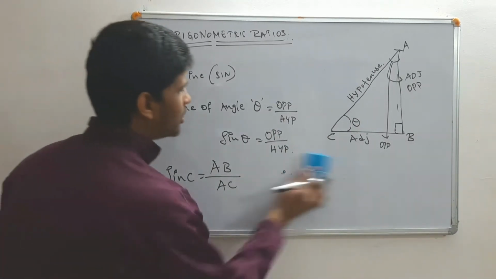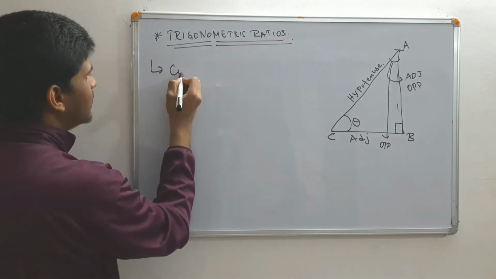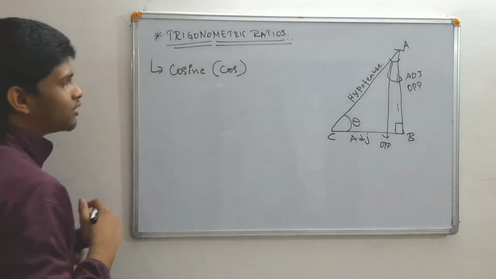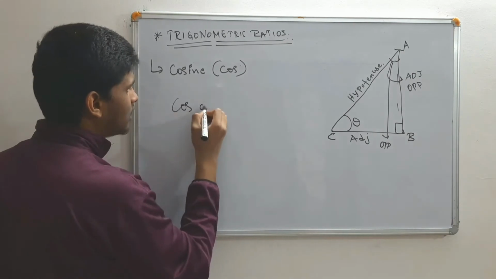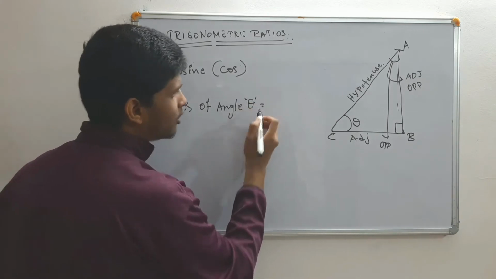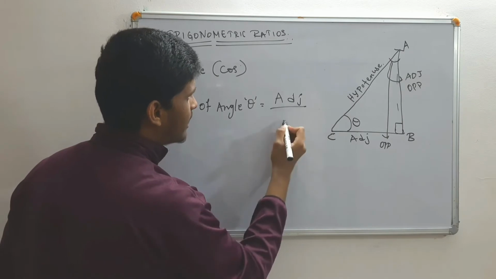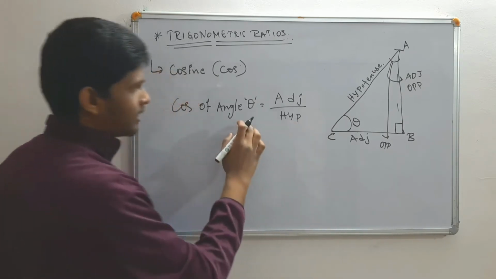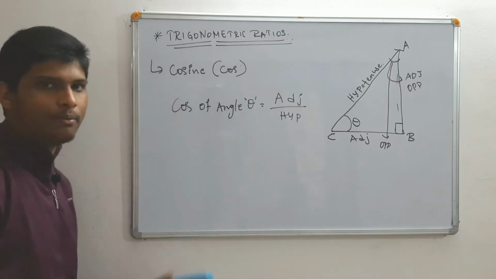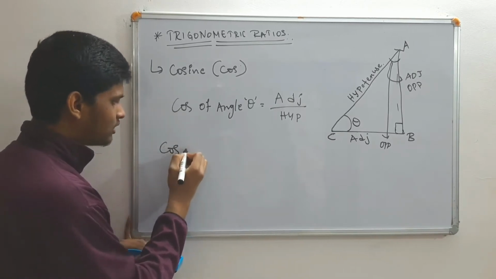And next, coming to cos. It is also said as cosine. So cos of angle theta is said to be adjacent side by hypotenuse side. Adjacent side to the angle theta divided by the length of the hypotenuse. And again the same, if you consider it here as cos C.